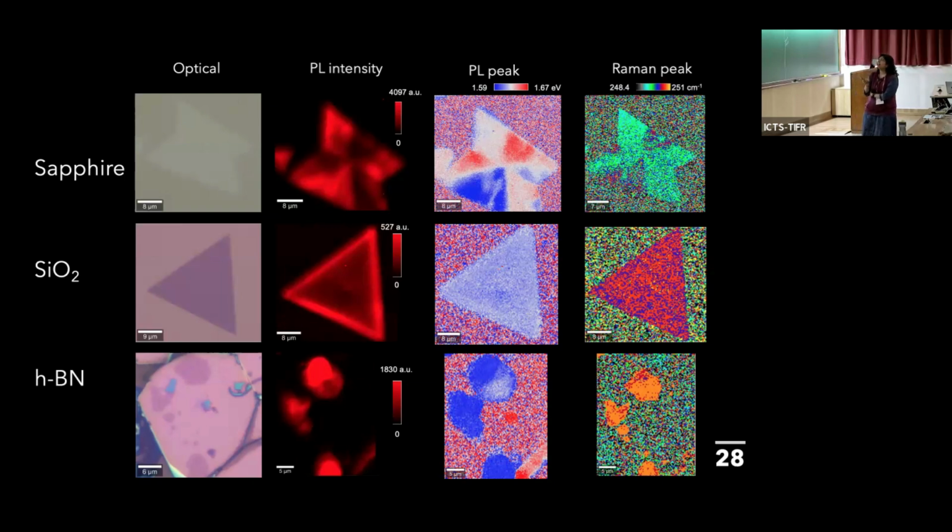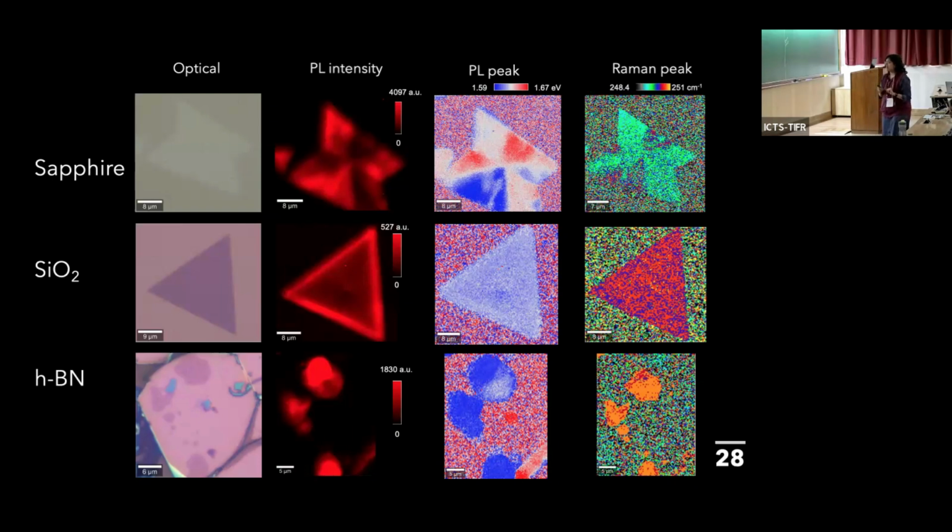You can see that this is the PL intensity map, and this is a map of the PL peak, showing how the peak is shifting. In this region the peak is shifting towards higher energy, and here the peak is shifting towards lower energy. One more thing we did was to study the Raman. Raman also showed that in these regions where you have this PL peak shifting, there are anomalies in the Raman. Raman also shows a shift.